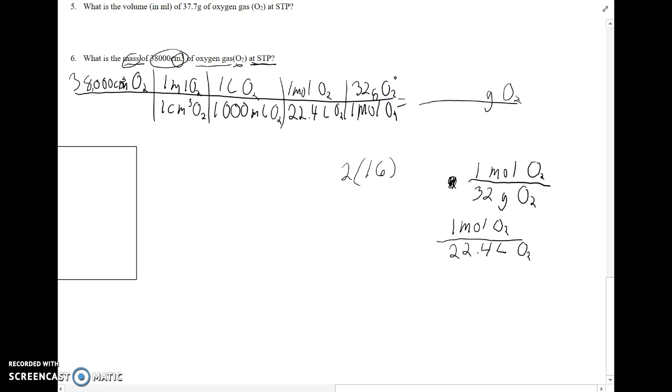Now it's time to go to the calculator. Go ahead and multiply 38,000 times 1 times 1 times 1 times 32, and then divide that by 1,000. Then divide that by 22.4 liters. And that gives me 54.3 grams of oxygen gas in 38,000 centimeters cubed of oxygen gas.